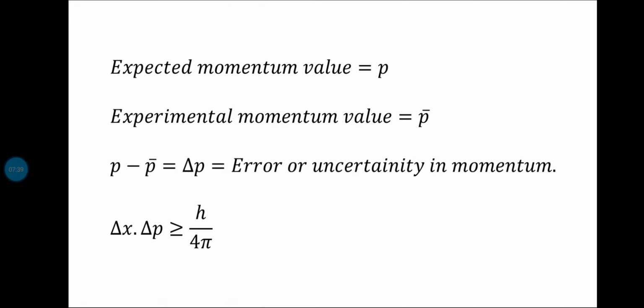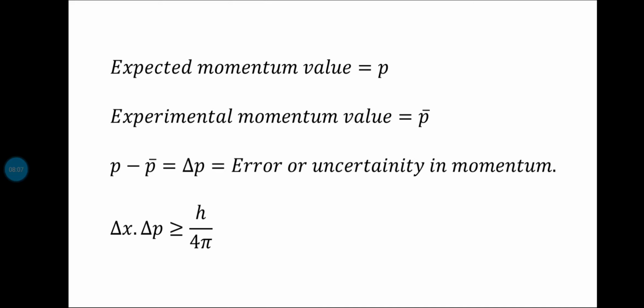So now we have seen what delta x is, and what delta p is. We have given the definitions. Now we are going to give the mathematical statement of the Heisenberg uncertainty principle using these two conjugate variables. So what is the mathematical statement?